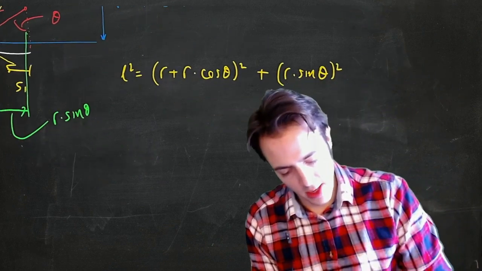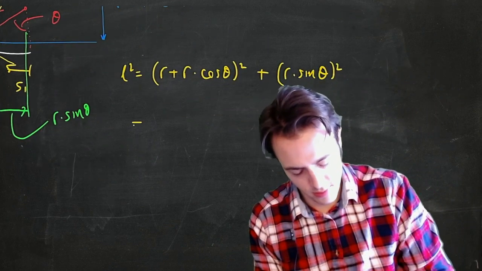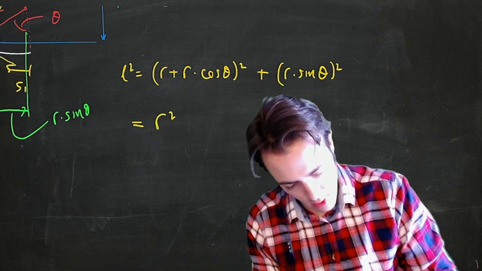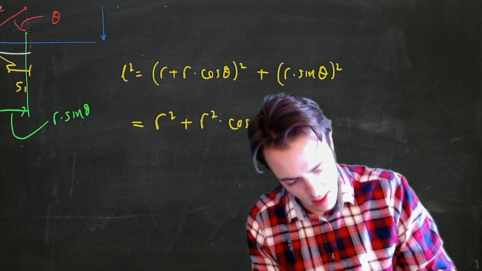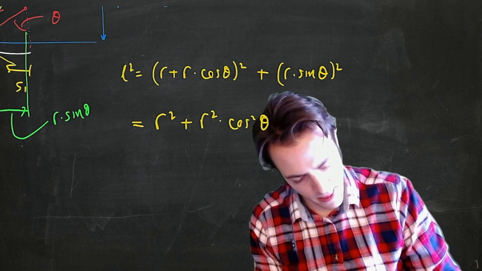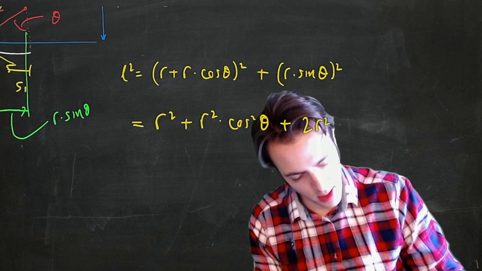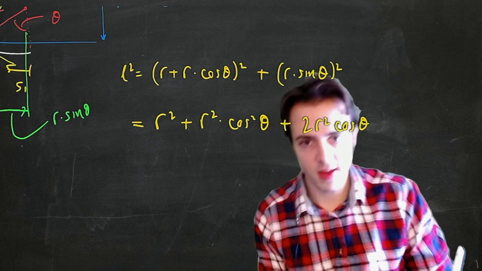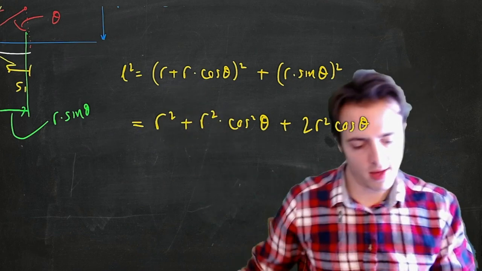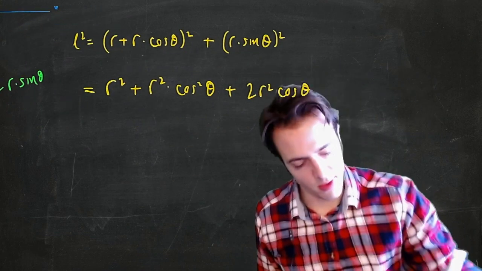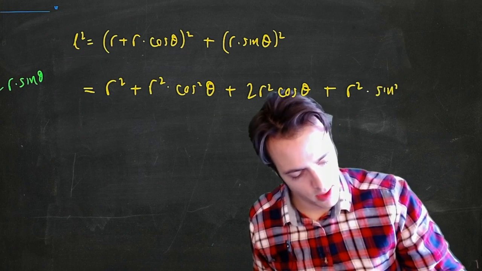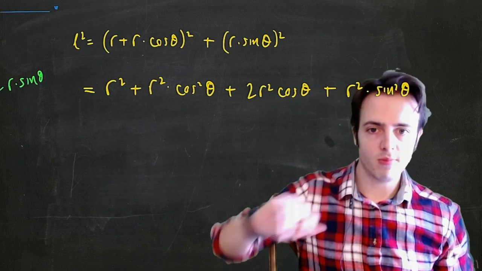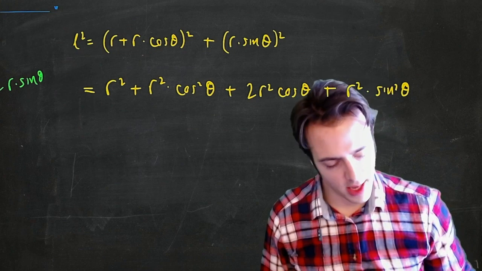Let's multiply this out. R squared plus R squared cosine squared theta plus 2R squared cosine theta. So that's me just multiplying out this quadratic. Let's put this second one. The second one's nice and easy actually. We've got R squared sine squared theta. So I've just multiplied that whole thing out.